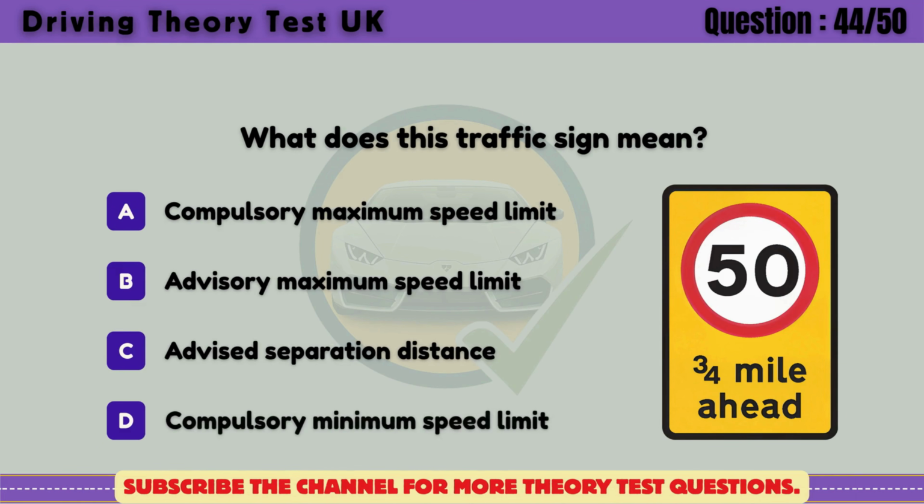Question 44. What does this traffic sign mean? Option A. Compulsory maximum speed limit. B. Advisory maximum speed limit. C. Advised separation distance. D. Compulsory minimum speed limit.